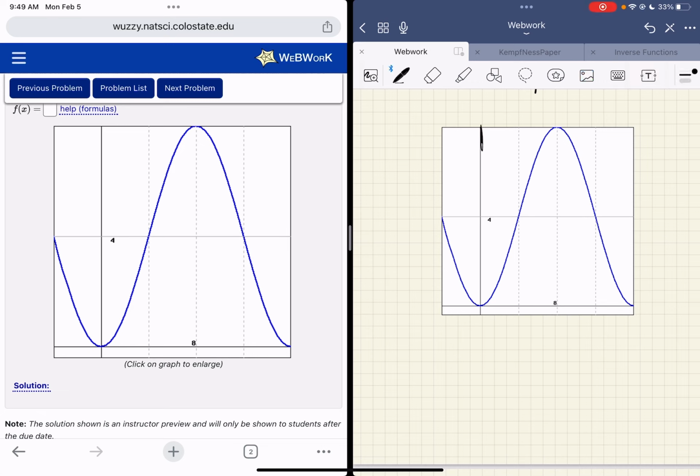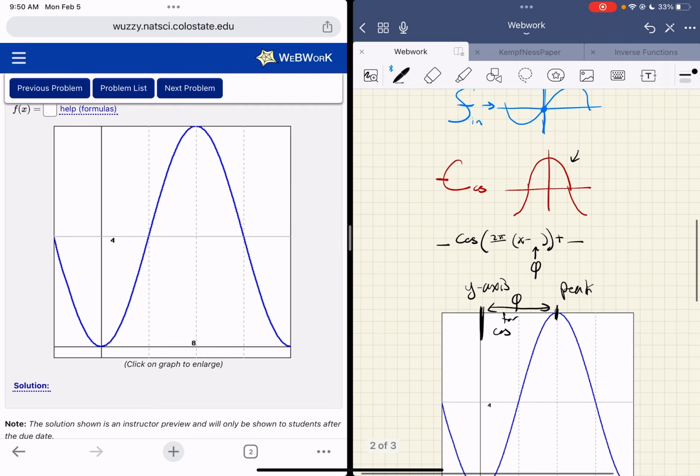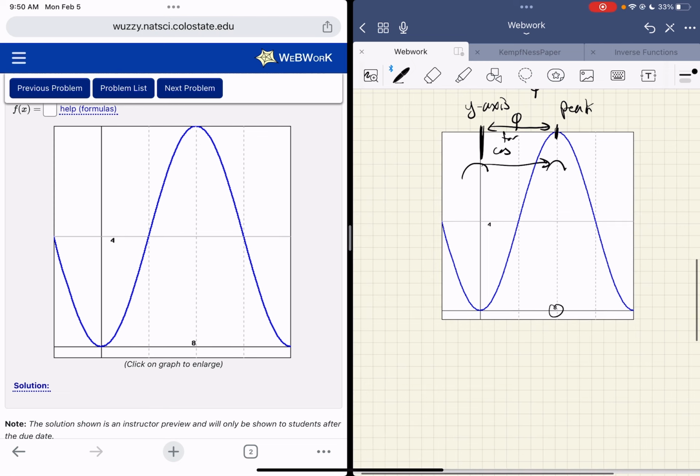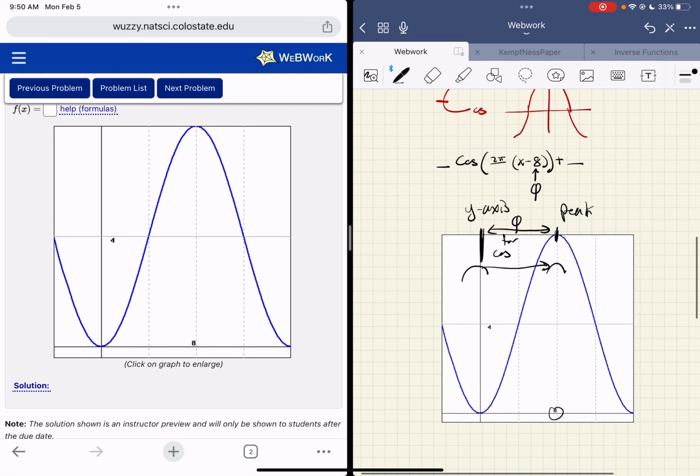Here's our handy-dandy y-axis, and right here is a peak. This distance is phi for cosine. Cosine starts and it looks like this if it's not moved around. So phi is telling you, hey, it used to look like that, but you moved it over here. That's what's happening. Cool, and then we can very clearly read that off. It's 8, so there's an 8 here.